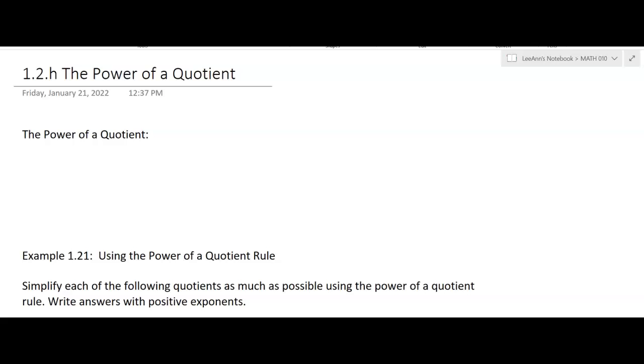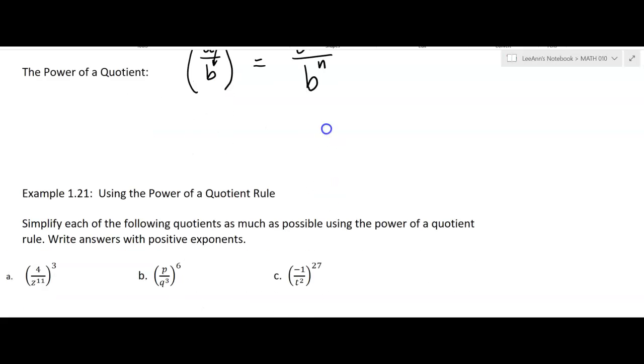All right, so now we're going to talk about the power of a quotient. Similar to the power of a product, I'm just going to give you the rule. Let's say you have A over B to some outer exponent n. That's going to equal A to the nth over B to the nth. So you're bringing the exponent into each base, okay? All right, that's the rule.